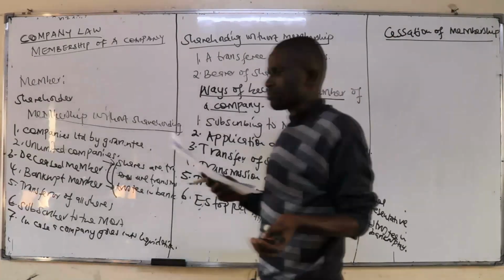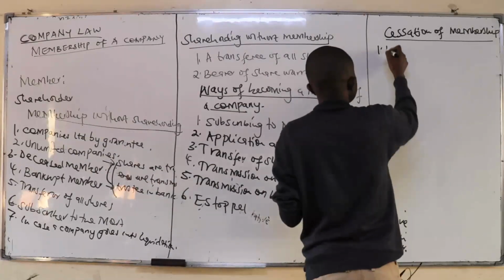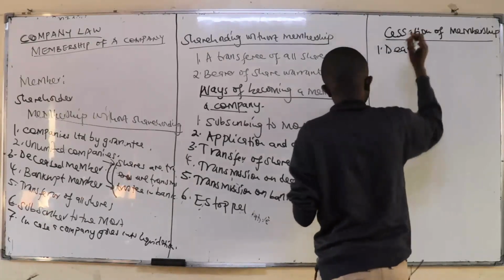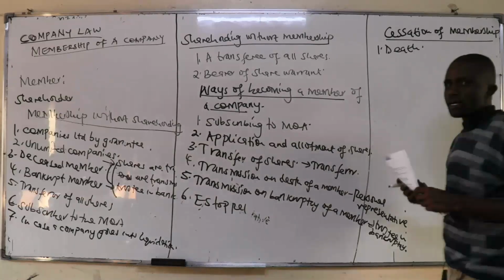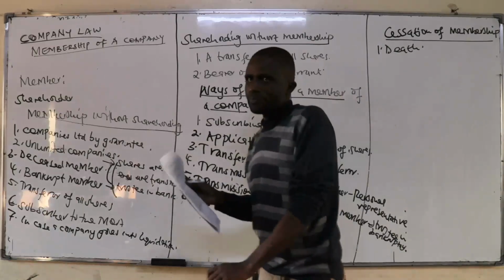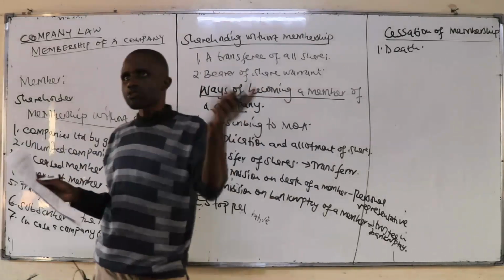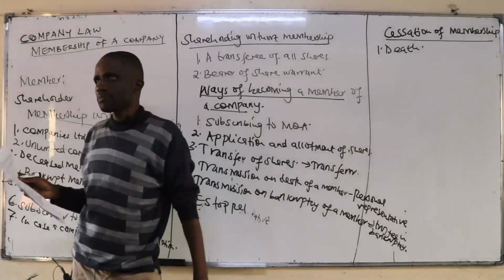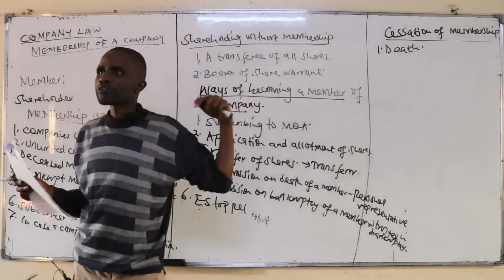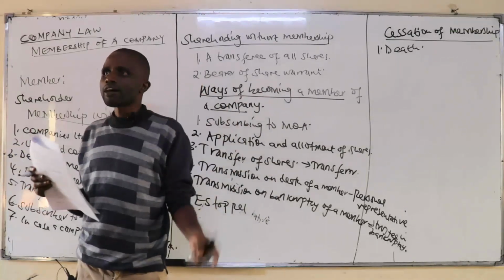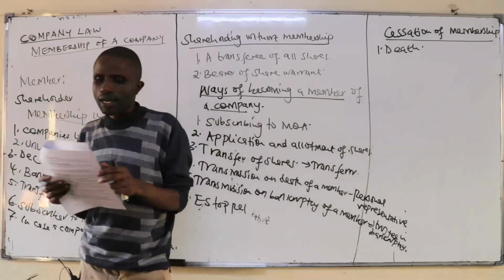Cessation of membership. How do you cease to become a member of a company? One is death. And how do you explain that answer? Upon death of a member, his shares are transmitted to his personal representative. Then the company will proceed to remove the name of the dead member from the register. Therefore, upon his name being removed from the register of members, he ceases to become a member.